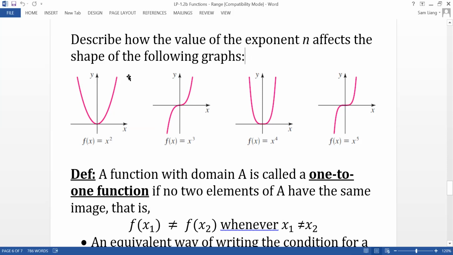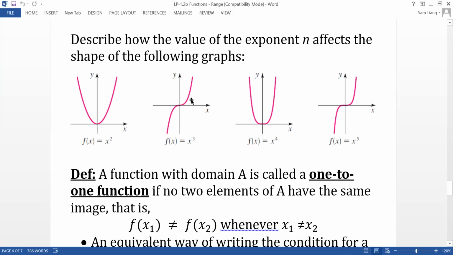But anyway, to answer the question directly, the value of the exponent n affects the shape based on the parity. Parity, that's just a fancy word for odd or even. So x squared and x to the fourth, those are even functions. And then here you have odd functions, x to the third, x to the fifth. So anytime you have x to an even exponent, it's going to look like a parabola, it's going to be parabolic. And anytime you have x to an odd power, it's going to look like a cubic function, like an S curved shape.